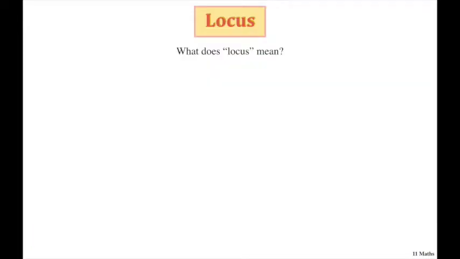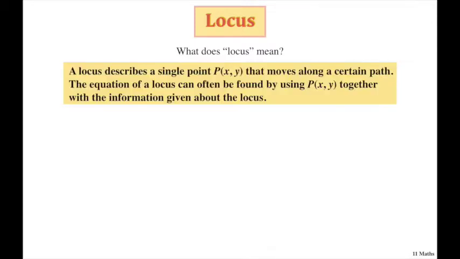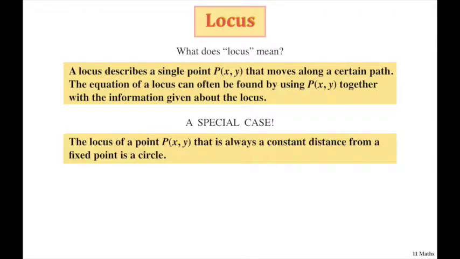But before we actually continue, we need to remind ourselves of what the word locus means. Remember, it's a single point, and the path that that point traces out is called the locus. In that path we can find the equation of it. We do have a special case, and that's what we're dealing with today: when our point is always a constant distance away from another fixed point, we always end up with a circle, and that constant distance is the radius, and that fixed point is the center of our circle.